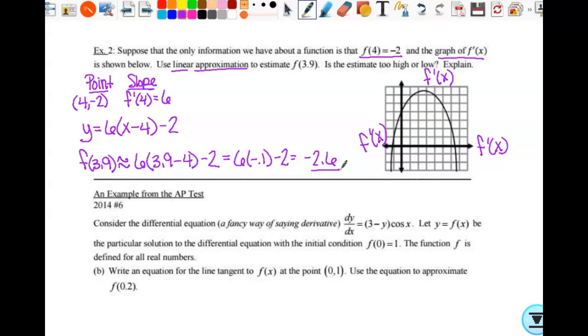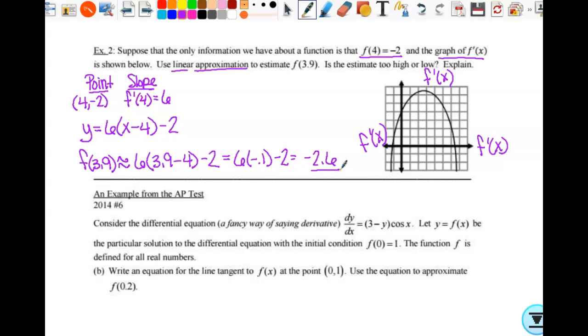And the graph is of f prime, not of f. So we don't know if f is concave up or concave down at this point because we are looking at the prime. So once again, we're not going to be able to talk about the estimate being too high or too low right now. Okay, we good with that? Okay, what questions you got?